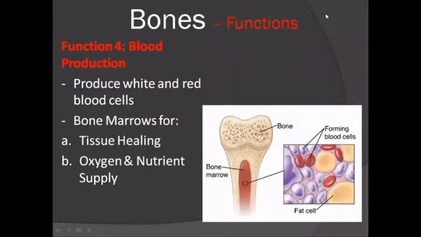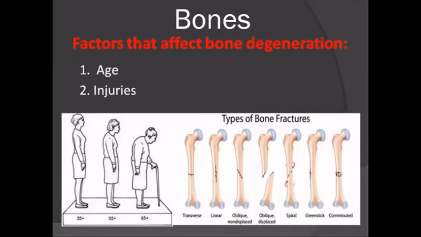The fourth is blood production. The bones help to produce white and red blood cells. White blood cells specifically help in protecting your body from foreign bodies or from infections, while the red blood cells distribute oxygen and nutrients throughout your body. And of course, bone marrow for tissue healing and oxygen and nutrient supply.